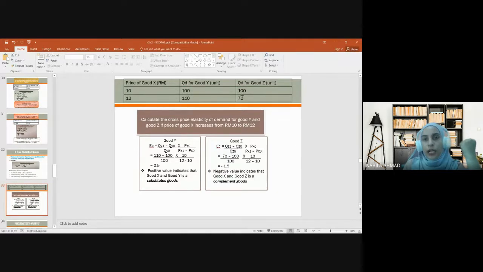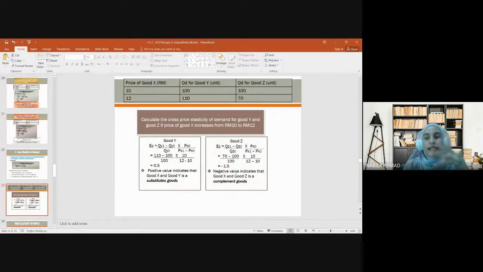Untuk barang Z pula, ya, harga naik. Untuk barang X, kuantiti barang Z turun. So kita dapat negatif 1.5. So negative value ni maksudnya apa? Complementary goods. When price of good X increases by 1%, the demand for good Z decreases by 1.5%. Okay? So itu untuk cross elasticity of demand.